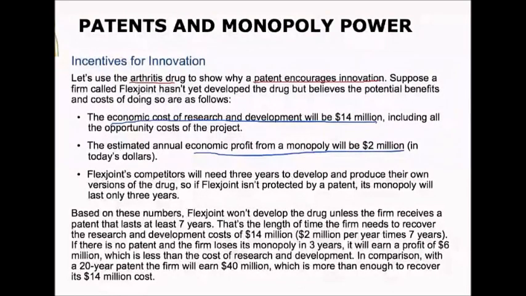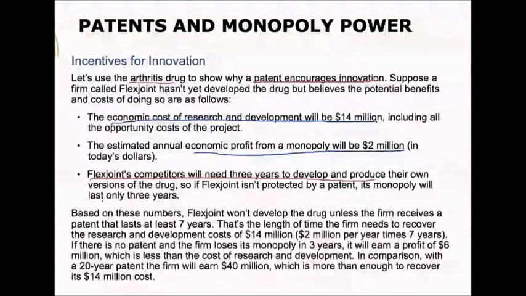So given that information, if this firm had a monopoly for 7 years, it could earn enough profit to offset the research and development costs that it had to develop the drug. But if the firm doesn't have a monopoly, Ch9's competitors will need another 3 years to develop and produce their own version. So if there's no patent, the monopoly will disappear after 3 years.